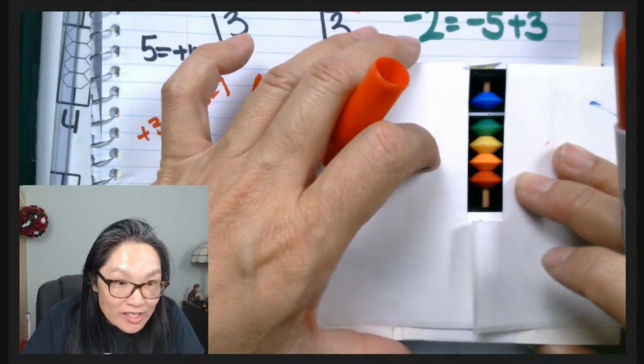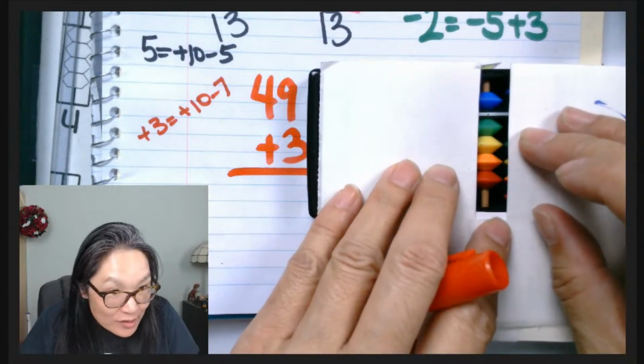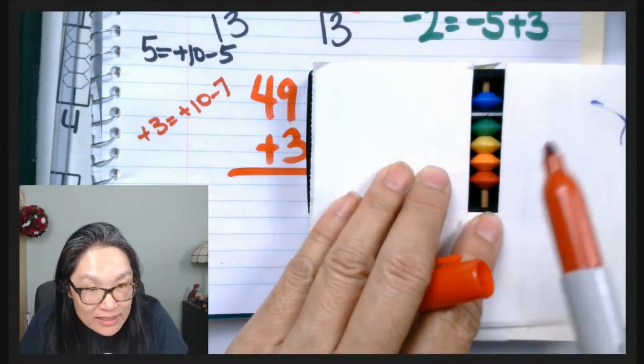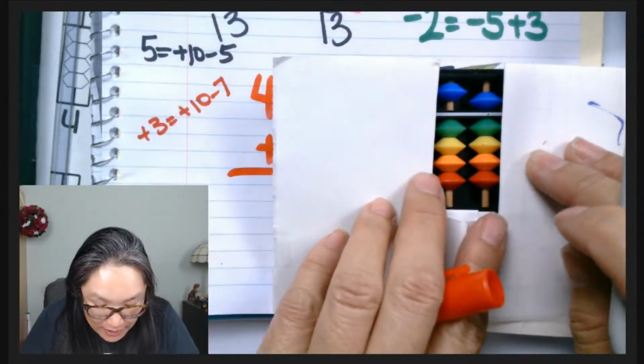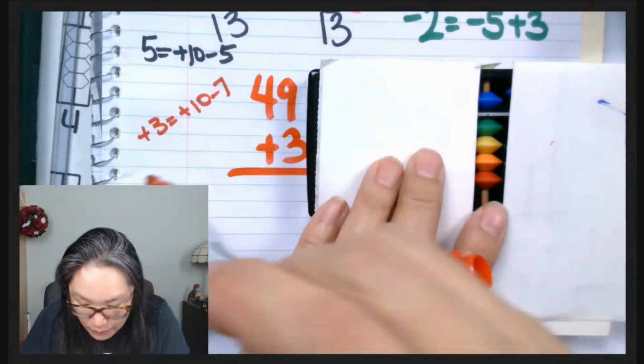Yeah, that's a trick question. No, not a minus the 3, because we want to add. When we add, we don't want to minus the 5. We're going to add the 10, right? And minus the 7.